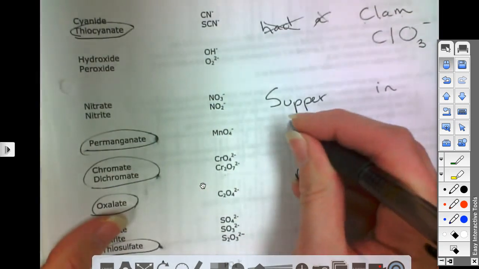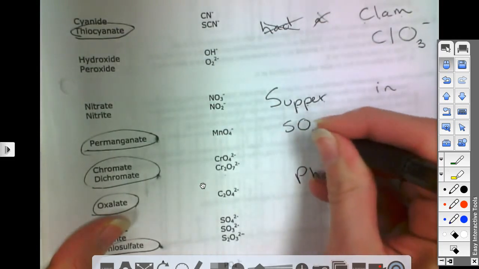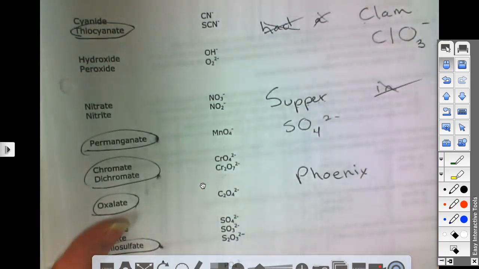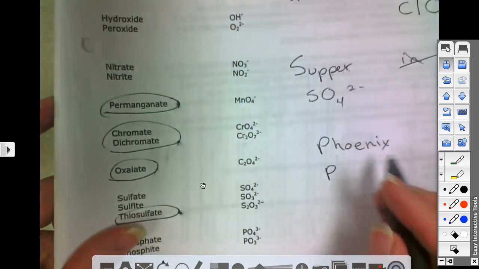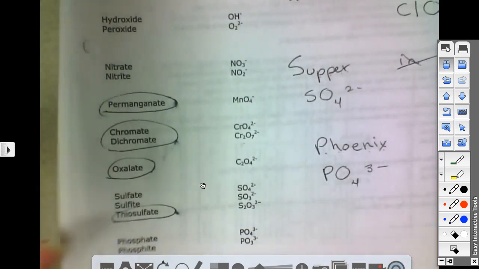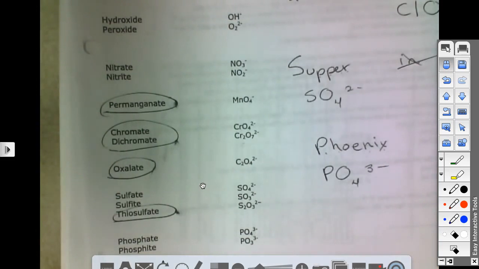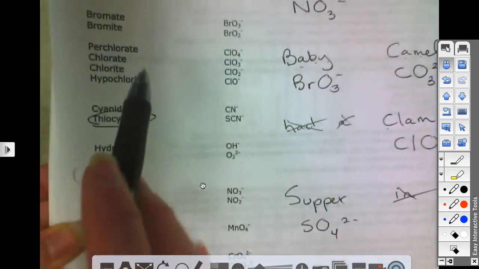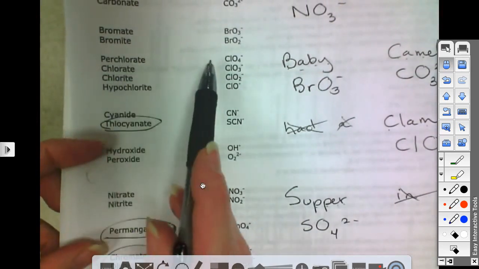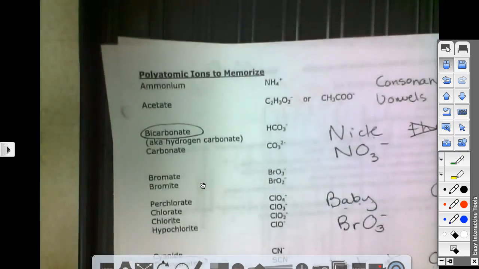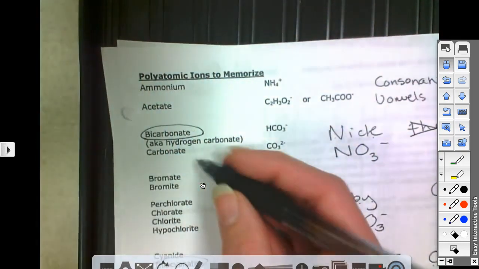Supper is for sulfate: S, 1, 2, 3, 4 oxygens, then 1, 2 vowels, so 2 minus. Phoenix is for phosphate: P, 1, 2, 3, 4 oxygens, and then 1, 2, 3 vowels. That's your phosphate. If I'm studying, I have to know phosphite. I take 1 oxygen off. For chlorate, per has 1 more, so I add 1 more. Hypo has 1 less, so I take 1 away. But what I just gave you covers most of them. The only one you're going to have to study now is ammonium.